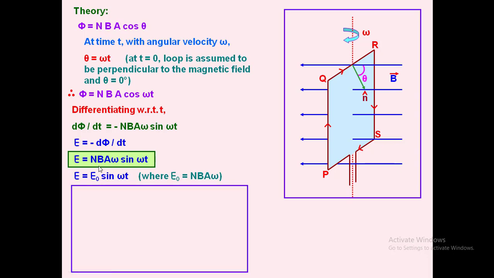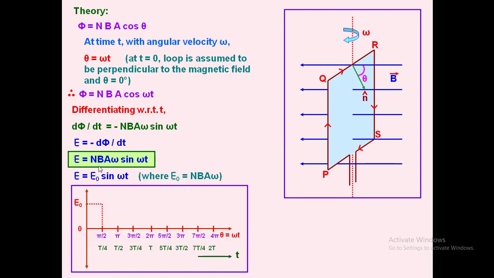So if you want to represent the sinusoidal wave here at different time intervals, you're going to have the alternating current.